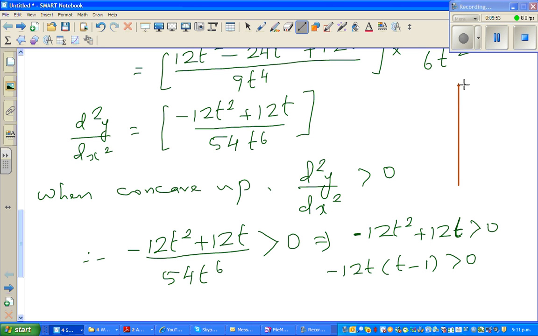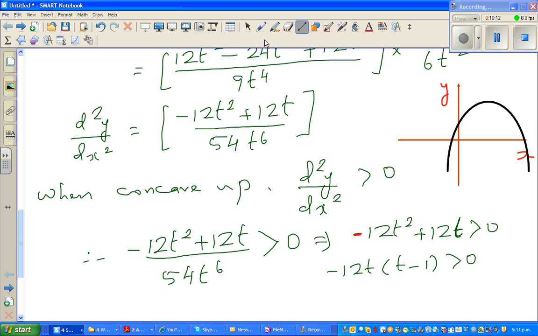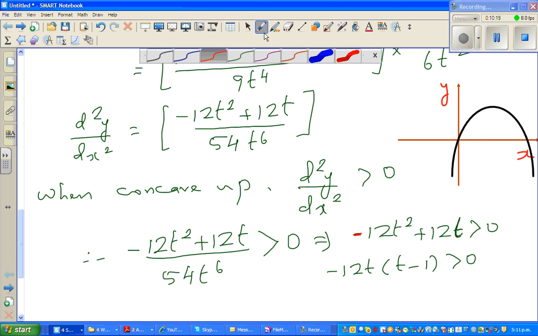So let me draw, this is your y-axis, this is your x-axis. So this is your y and this is your x. Now, you know this is a quadratic equation and it will be an upside down parabola. So let me draw an upside down parabola. Yeah, this is what I mean. So let me highlight this. What I am saying is, say this is 0 and this is 1, and this is your graph of minus 12t squared plus 12t. I hope you understand how to draw. You can do this on a calculator. Let me show you on a calculator.